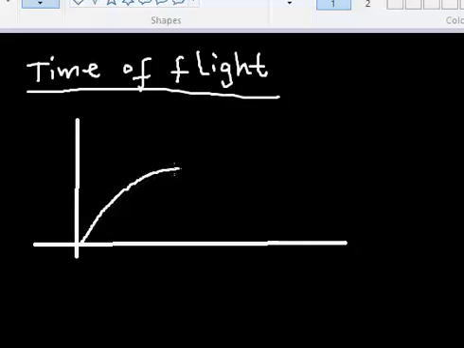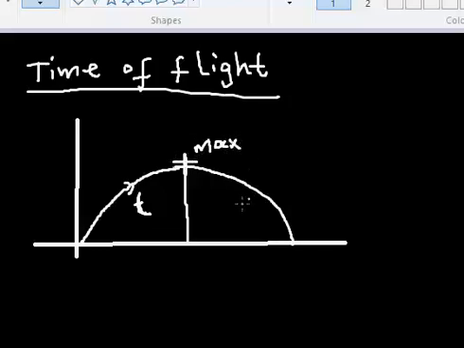Now, that time it takes for the projectile to complete its motion is divided into two halves, of course. First, it is the time it takes for that projectile to reach its maximum height. That is the time it takes for the projectile to move from here to the maximum height. Of course, this is the maximum height.